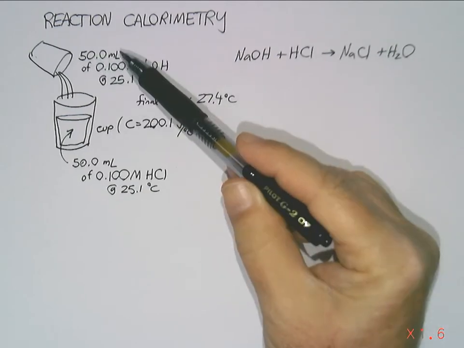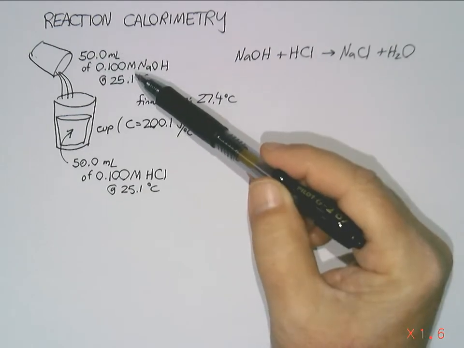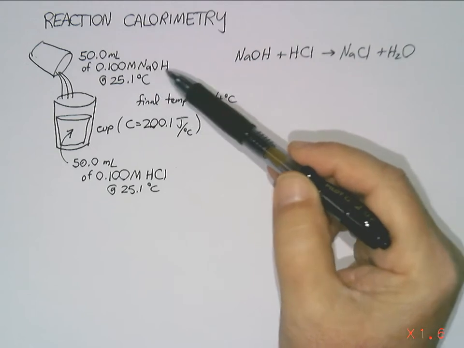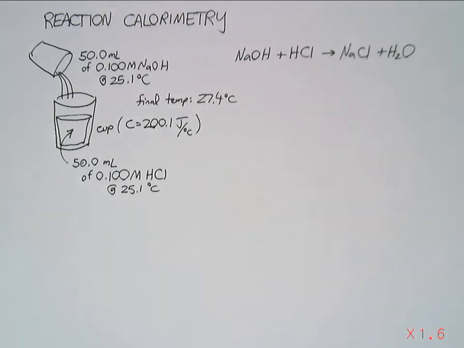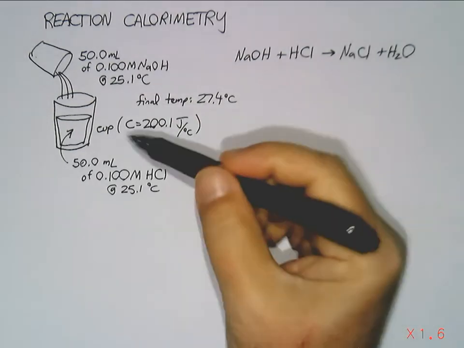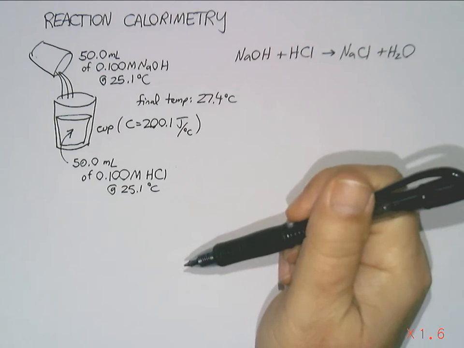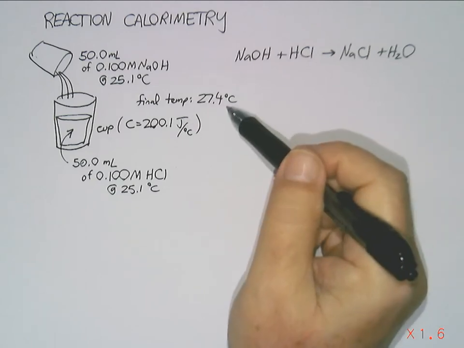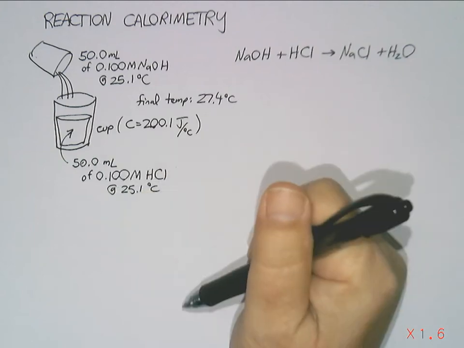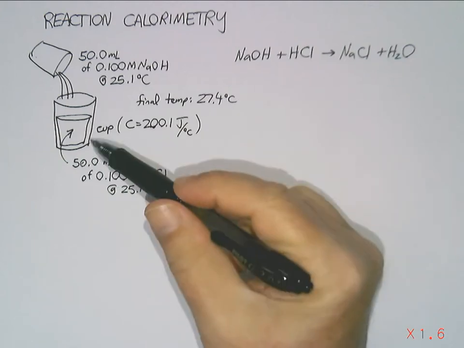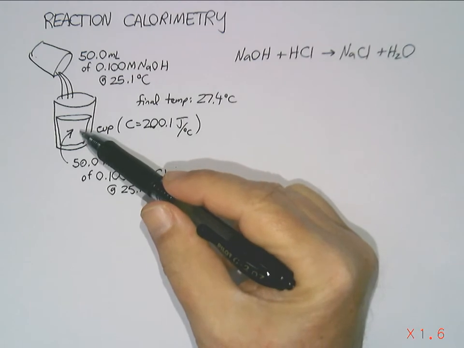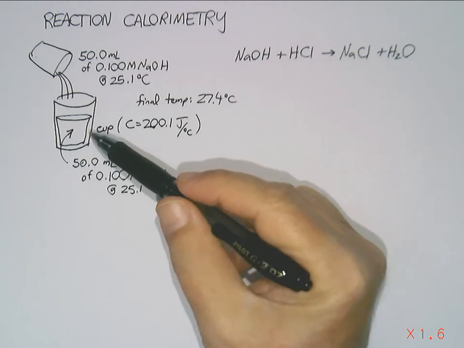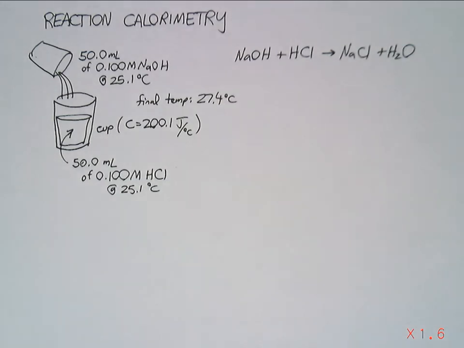And here I've got another cup that's got 50 milliliters of 0.100 molar NaOH. And it's at the same temperature as the acid. So they both have the same temperature. Now when I mix them, something happens. A reaction occurs, and it raises the temperature of the solution inside the cup. And I'm going to assume that when I measure that final temperature, that's the final temperature not just of the solution in there, but also the cup.